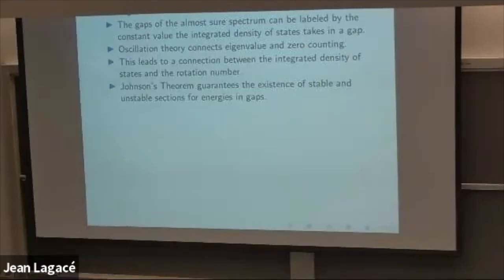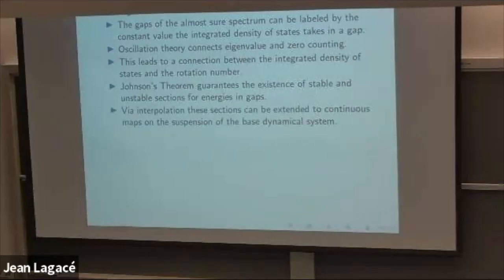So really, Johnson's theorem is the main point. Johnson's theorem really is the statement that energies and gaps can be characterized by uniform hyperbolicity, exponential dichotomy, and so on and so forth. So once you have that, you have these stable and unstable sections for energies and gaps. Okay, and so once you have them, you do a little bit of trickery.